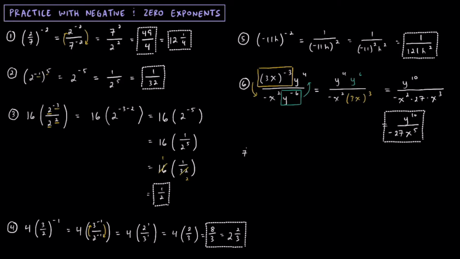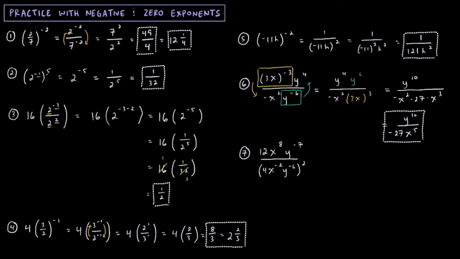Here's another one. Let's try simplifying down this expression where we have 12x to the 8th power times y to the negative 7th power. Let's put that whole thing on top of 4x to the negative 2nd power times y to the negative 6th raised to the 2nd power.